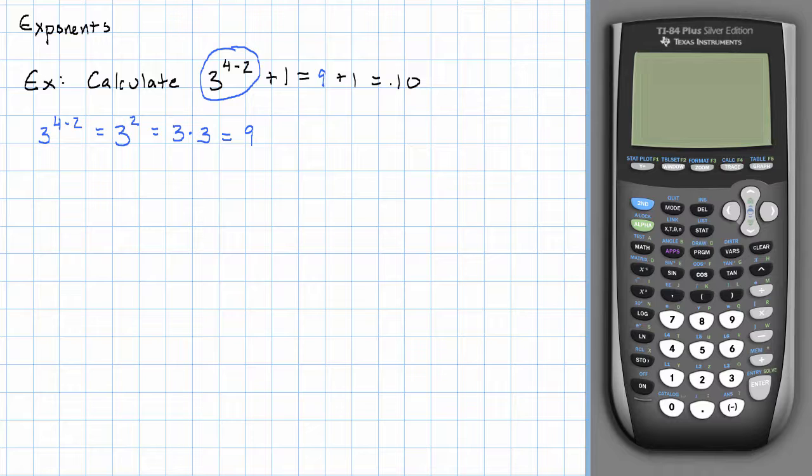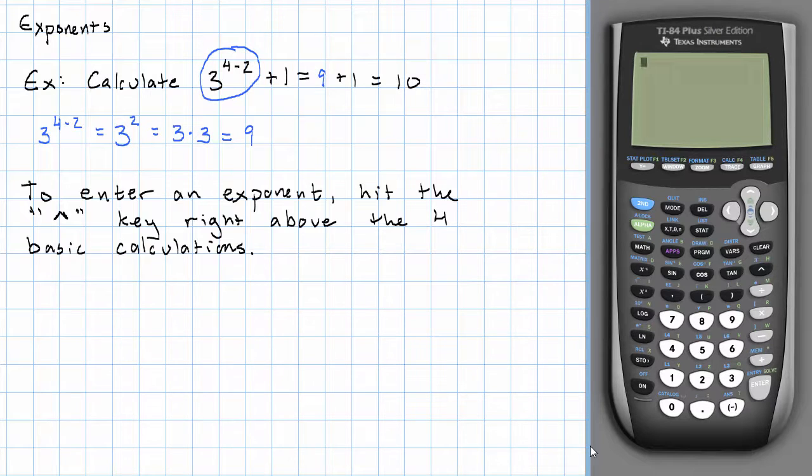In order to get an exponent on the calculator, we want to hit this. This symbol is called a caret. We want to hit this caret key, which is just right up above the 4 basic operations. Now, this is the part that depends on exactly which version of the calculator you have.